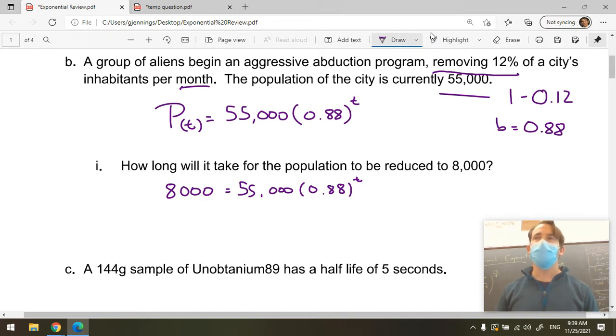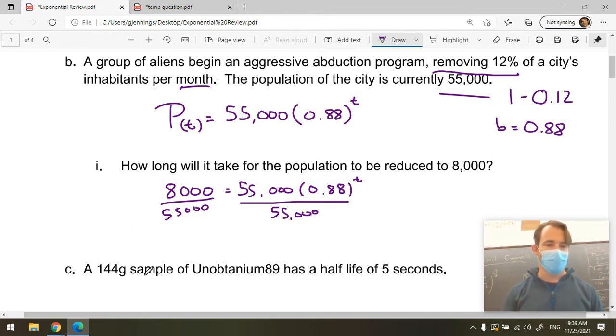So here, first, simplify it as much as you can, it makes it easier. I'm going to divide by 55,000. That's going to isolate the growth factor and the exponent term, and that's going to be equal to 8,000 divided by 55,000, which is 8 over 55. 8 over 55 can't reduce, so let's get a decimal here.